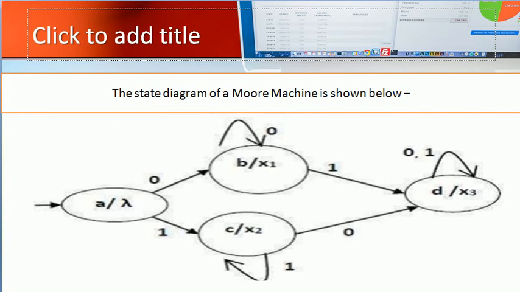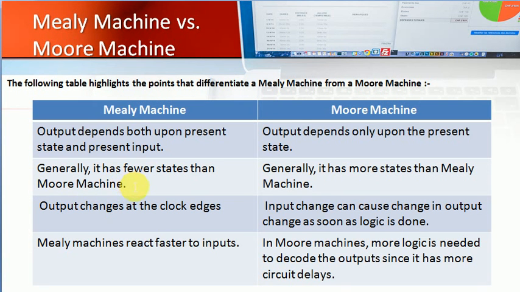Now the second difference is that generally the Mealy machine has fewer states than the Moore machine. Generally the Moore machine has more states than the Mealy machine.